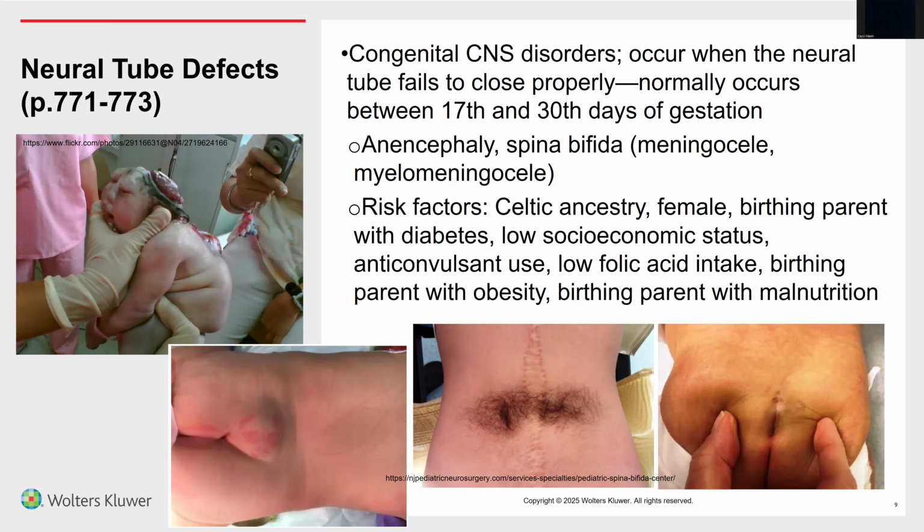So the far left picture under the heading neural tube defects is what you're seeing is anencephaly. These little ones, depending on how much brain they have, is going to depend on how long they'll actually live. Sometimes they only live for a few hours, other times they live for longer.